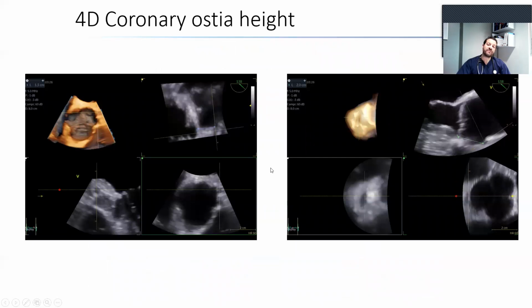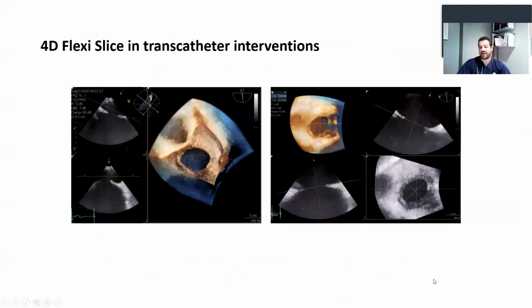We can also give information about the coronary ostia, the right and the left coronary ostia, and know if we have any problems after implantation of TAVI valves. In transcatheter interventions, for example, we can clearly measure an atrial septal defect and measure the rims better, or the minimum and the maximum diameter.